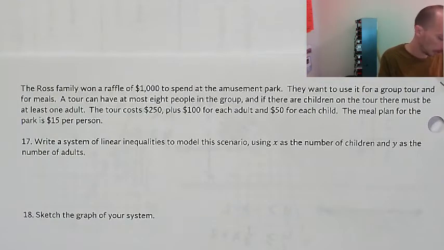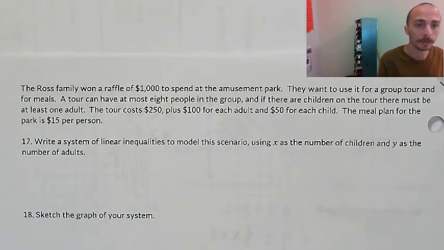All right, so the Ross family won a raffle of $1,000 to spend at the amusement park. They want to use it for a group tour and for meals. A tour can have at most 8 people in the group, and if there are children on the tour, then there must be at least 1 adult. The tour costs $250 plus $100 for each adult and $50 for each child. And then the meal plan is $15 per person. That's a whole lot to take in.